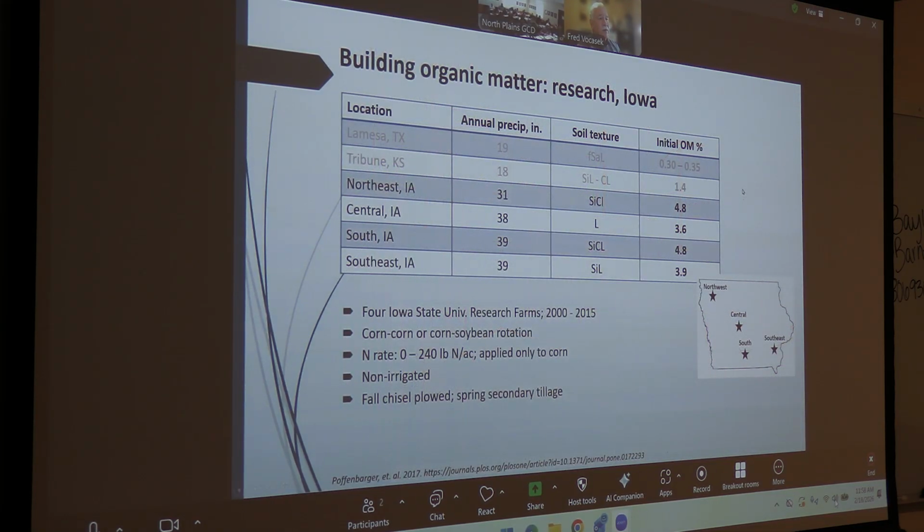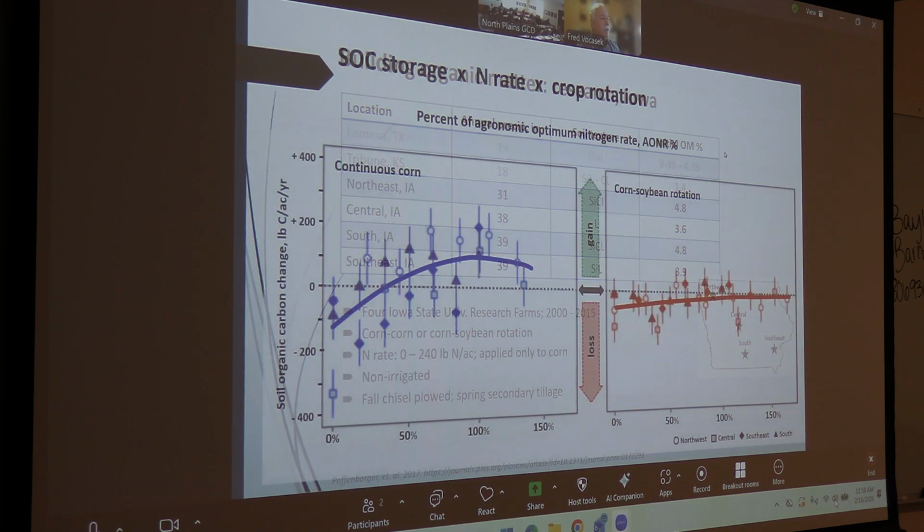I ran across this study from Iowa. There are 4 locations, continuous corn and corn-soy rotation. And they were trying to look at nitrogen rates and what they did in terms of organic matter. And welcome to Iowa, about 3.5 to 5% organic matter. So can we increase organic matter there? Well, yes we can. And here's what they compared.